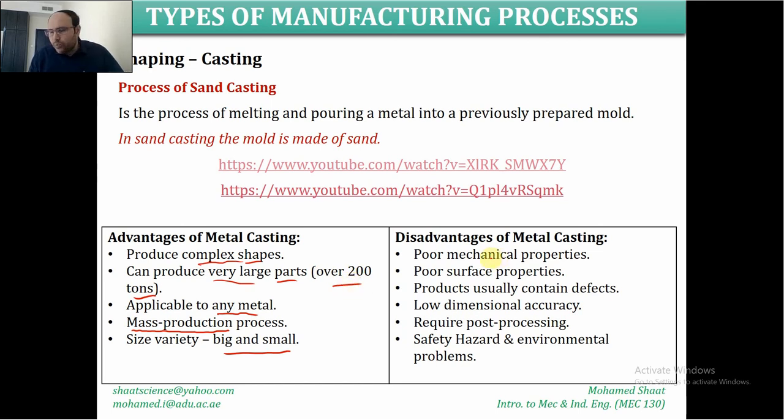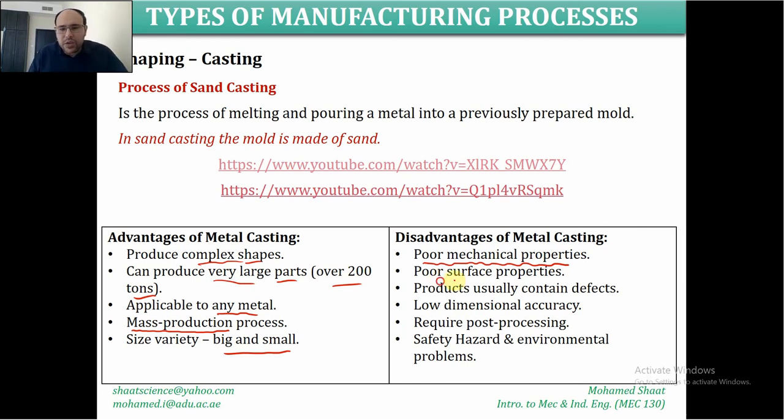Those are some of the advantages, but in the meanwhile, there are disadvantages or limitations. You should understand the good things and the bad things of using this casting process. One of the bad things is that it provides poor mechanical properties. The products made by casting are not mechanically preferred; their mechanical properties are poor or weak in comparison to any other manufacturing method.